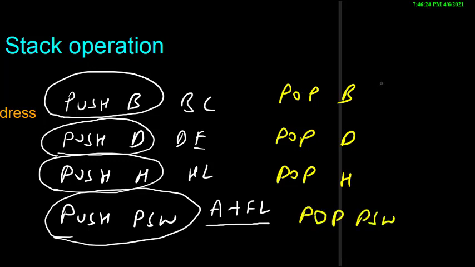Now this instruction pop B stores the contents from the stack onto registers B and C. Pop D stores the contents from the stack onto the register pair D and E, and pop H stores the contents from the stack onto the HL register pair. Pop PSW stores the contents from the stack onto register A and the flag register. Now we'll see one example and see the working of the stack.